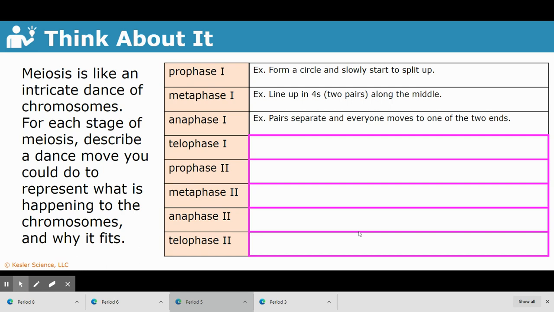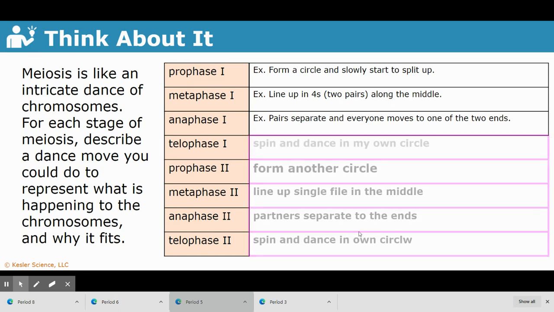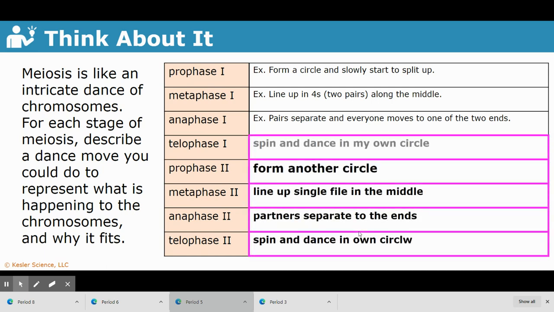So I'll let you pause the video and see if you can describe, sort of in dance move terms, what's happening in the rest of the phases. Okay, so here's what I just came up with. If yours are a little bit different, but still describe how the chromosomes are moving, then that works too. So telophase 1, spin and dance in my own circle. I have my own separate nucleus at this point.